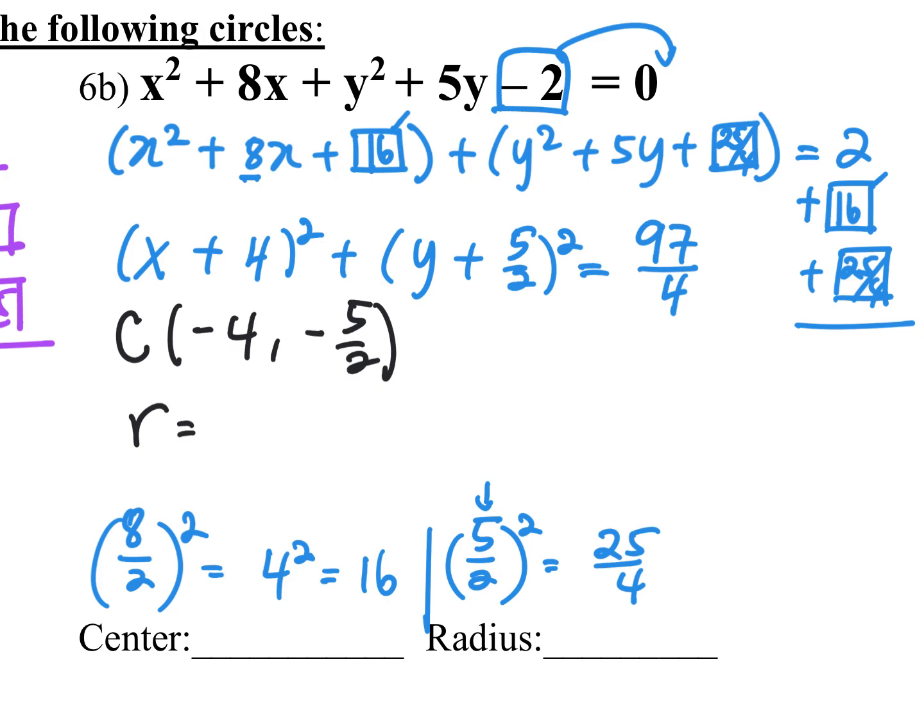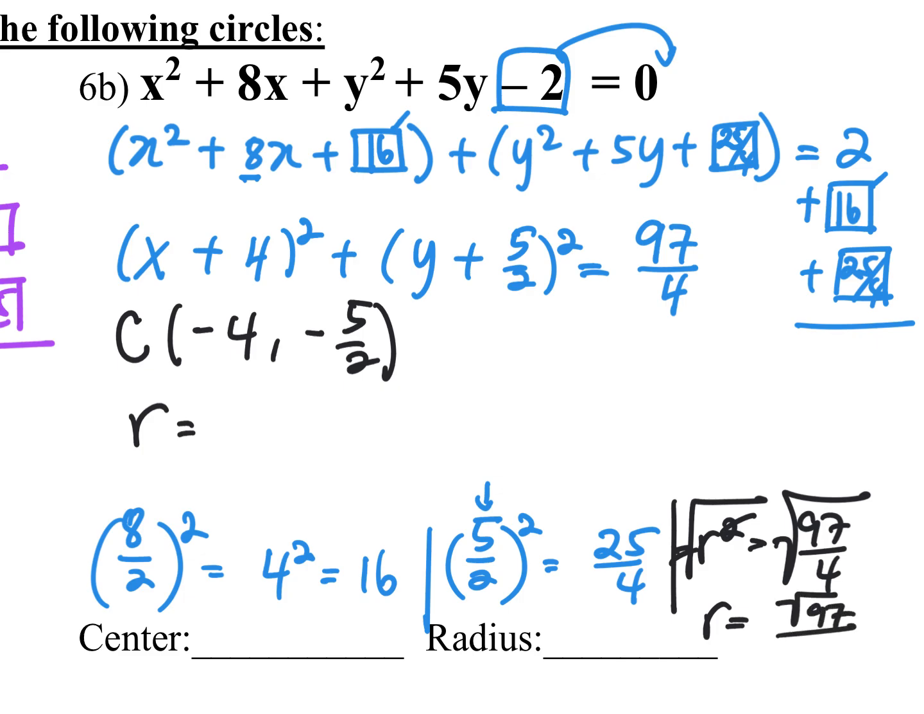And the radius: if we look at this part, r squared is equal to 97 over 4. If I take the square root of both sides, it's going to give you r is equal to square root of 97 over 2. So the radius here is the square root of 97 over 2.